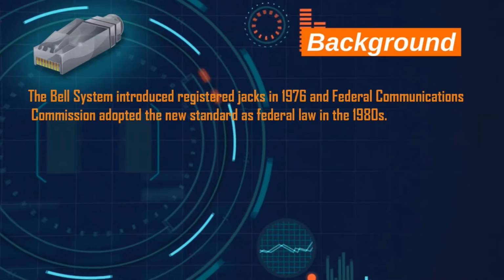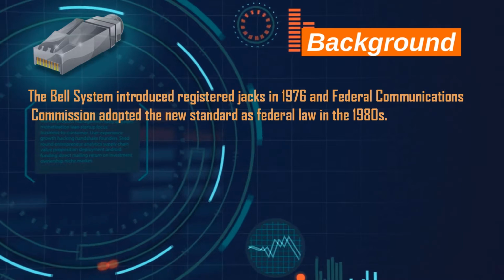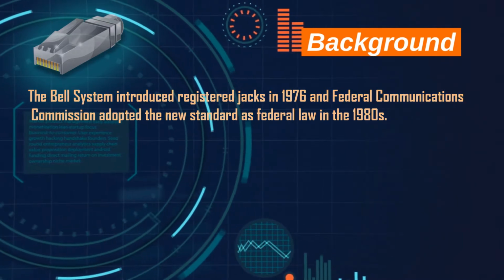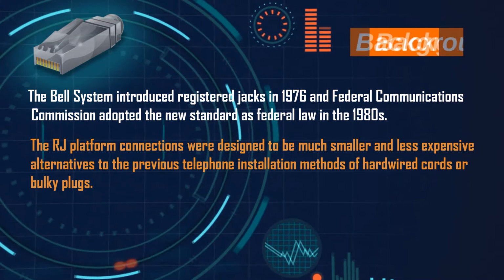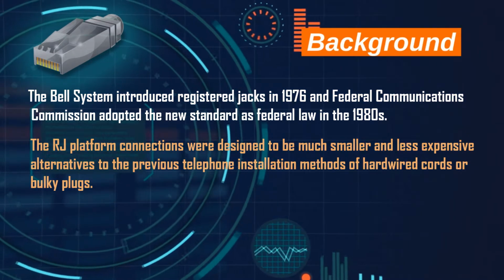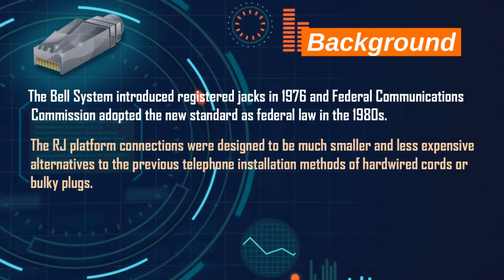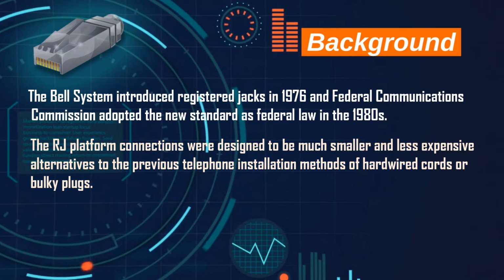The Bell system introduced registered jacks in 1976, and the Federal Communications Commission adopted the new standard as federal law in the 1980s. The RJ platform connections were designed to be much smaller and less expensive alternatives to the previous telephone installation methods of hardwired cords or bulky plugs.